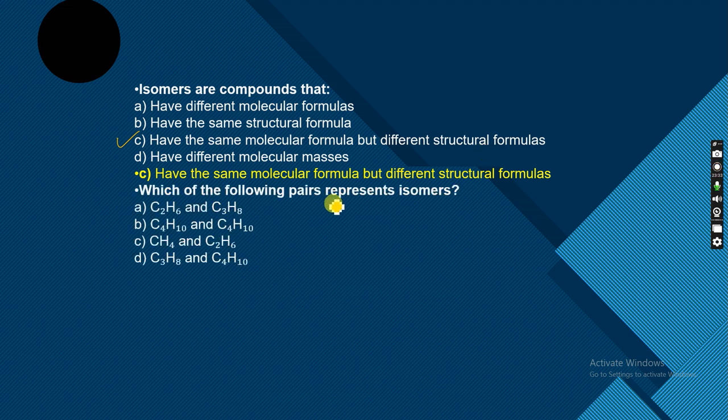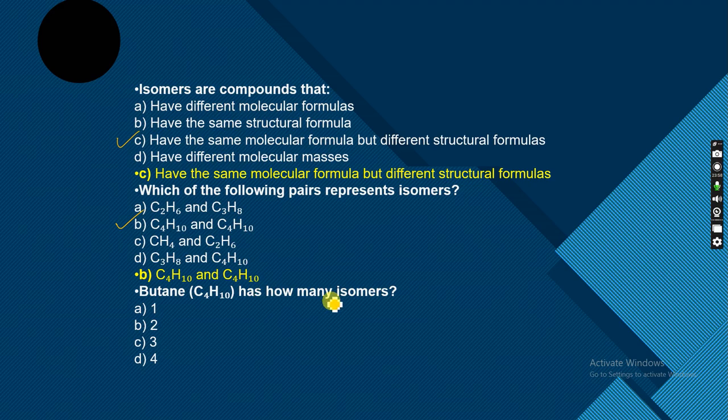Next one: which of the following pairs represent isomers? You see, for isomers the formula has to be the same, right? So you see here C2, here C3, so it cannot be. Now here 4, here 4, and 10, 10, so this can be an isomer. Let's see the others. Here 1, here it is 2, it cannot be. Here 3, here 4, it cannot be. So B is the correct option. Both molecular formulas have to be the same.